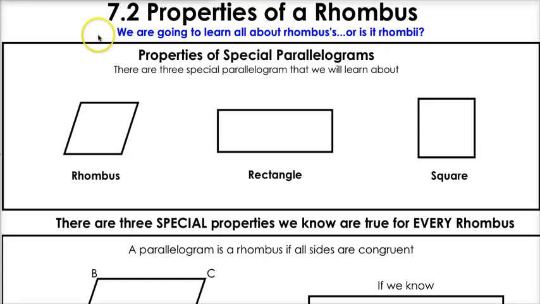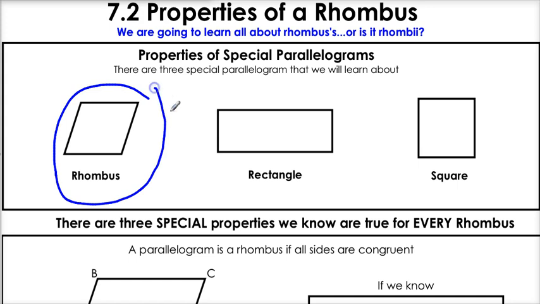Well, hello, welcome to lesson 7.2, properties of a rhombus. Now, there are three special types of parallelograms, all right? There are rhombuses, rectangles, and squares. Today, we're going to focus on rhombuses, but don't forget, there are rectangles and squares, but we're saving that for next lesson. That's for next lesson, okay?